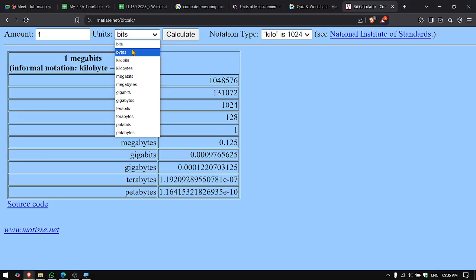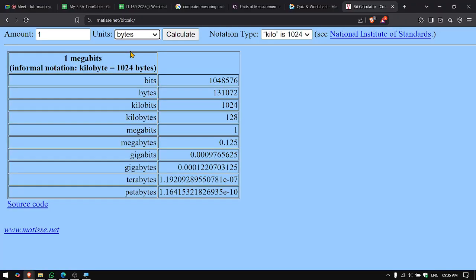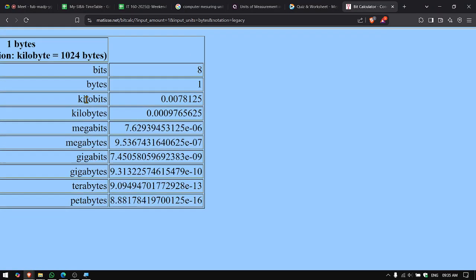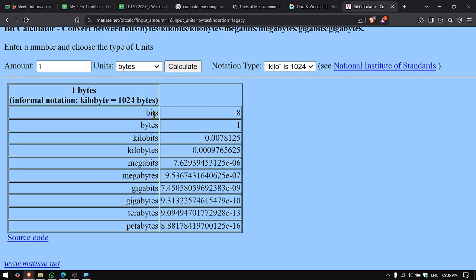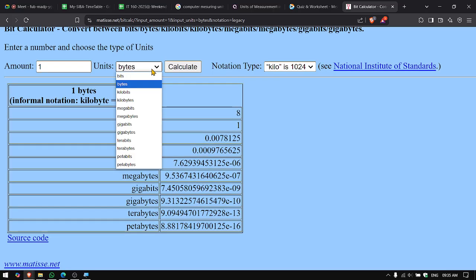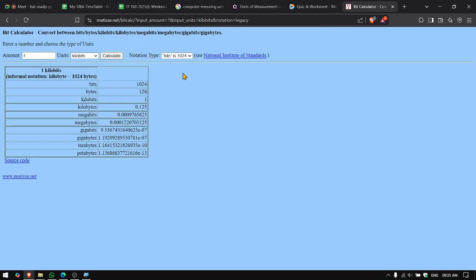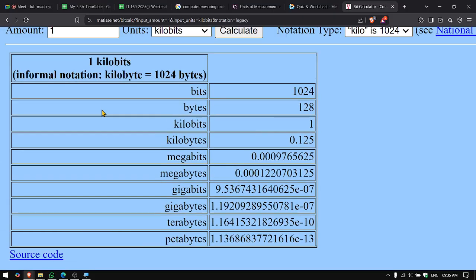Here we have bytes, right? So 1 byte in bits is 8, and in kilobytes likewise. So we'll see the kilobytes calculation. All right, here you can see.